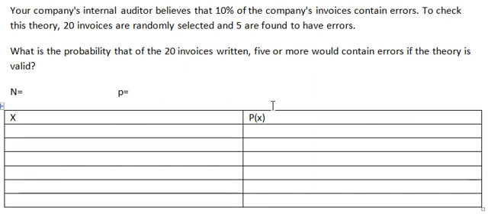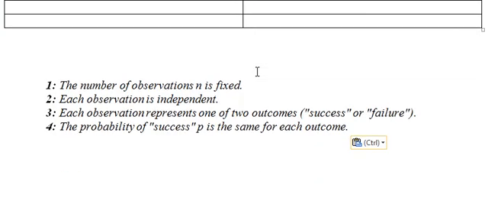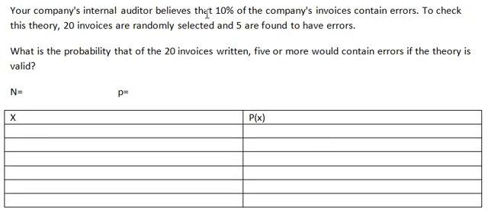The third one, each observation represents one of two outcomes, success or failure. Success is, in this case, having an error, since we're going to go off of the assumption of 10% that contain errors. And the fourth one, the probability of success P is the same for each outcome, and our probability of success is 10%, which is 0.1.